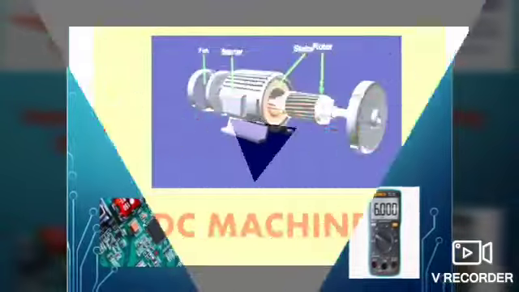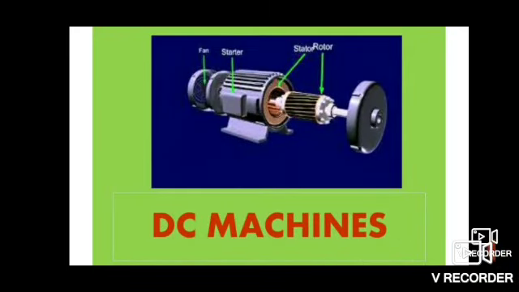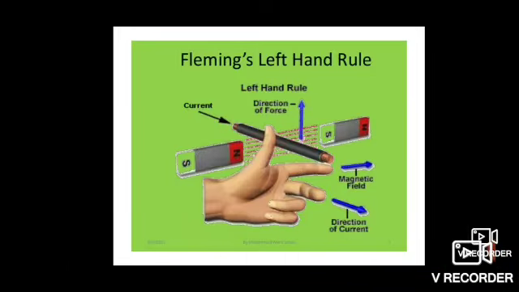Dear students, in this class we are going to see about DC machines. The basic principles behind the DC machine are Fleming's left hand rule, Fleming's right hand rule, Lenz's law and Faraday's law of electromagnetic induction. We will see one by one. First one is Fleming's left hand rule.